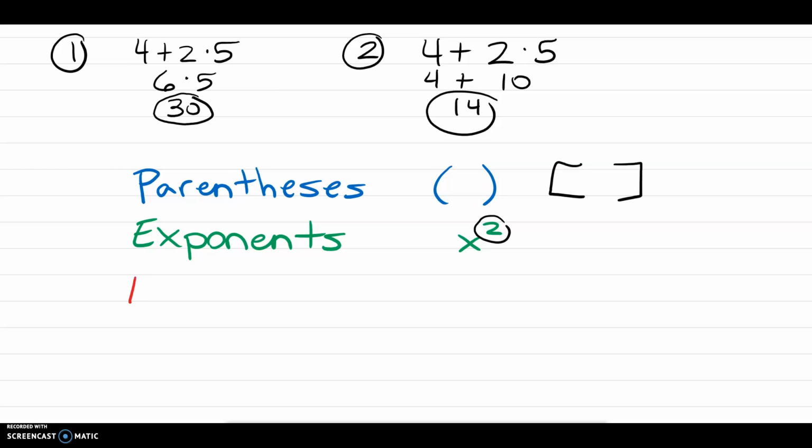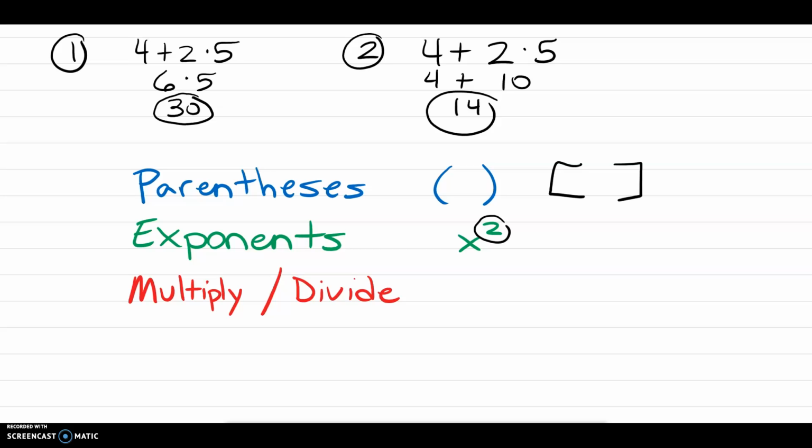Next, you would do multiplication and division. So we would have multiply or divide. And this is an area where a lot of people make mistakes. A lot of people think that multiplication comes before division, but when you get to a problem and you have multiplication and division happening, you just go left to right. So that's something we're going to look at as it comes up.